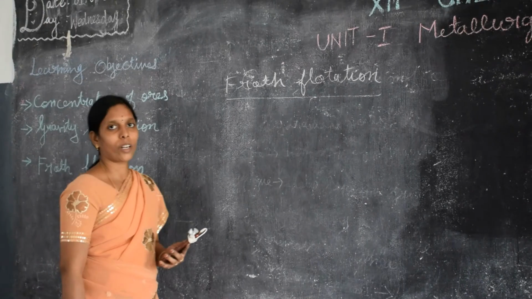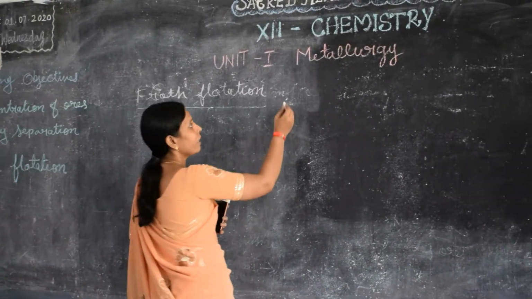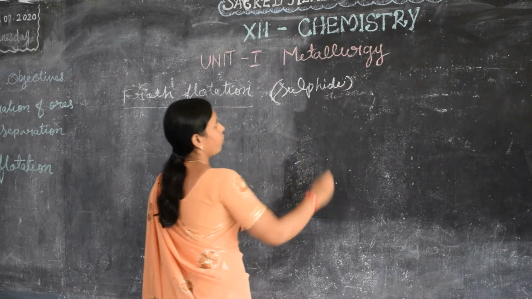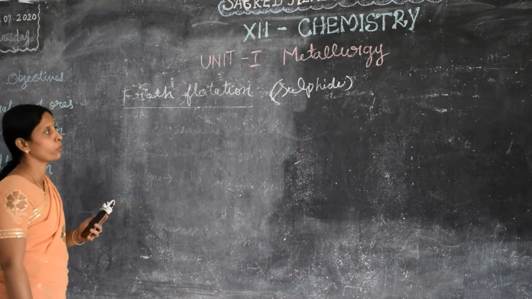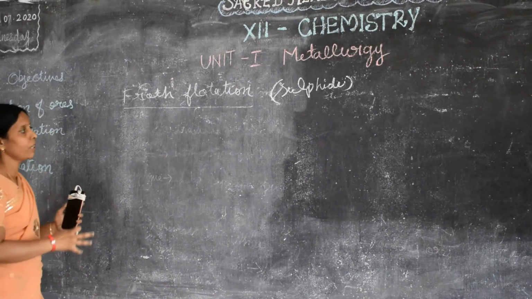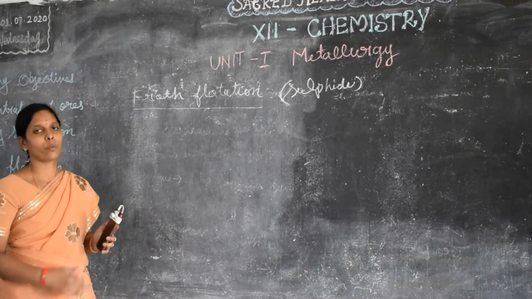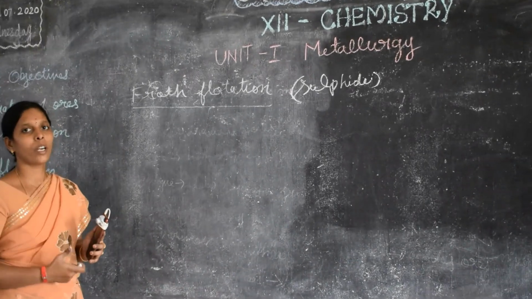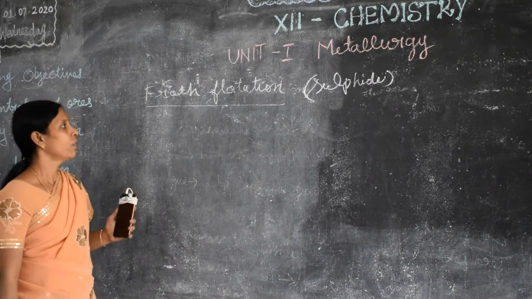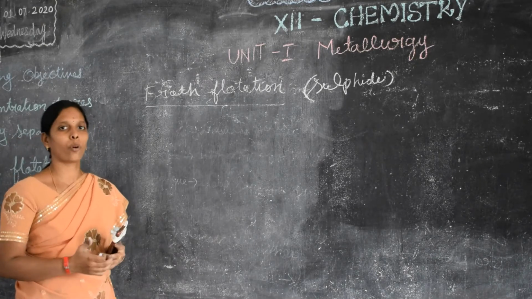The next one, the froth flotation process. This froth flotation process is used only for sulfide ores. In this method, metallic ore particles are preferentially wetted by the oil, so they can be separated from the gangue particles.